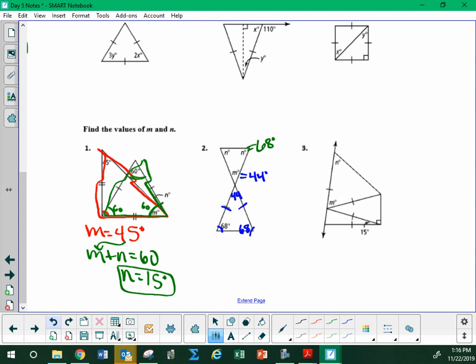All right. So for number 3 here, it is a little more complex, but it's just a series of isosceles triangles after isosceles after isosceles. So if I have this as 15 degrees, how do I find these two angles? Well, down here they're going to be equal, so it would be 2x plus 15 equals 180. Go and solve for x for me.